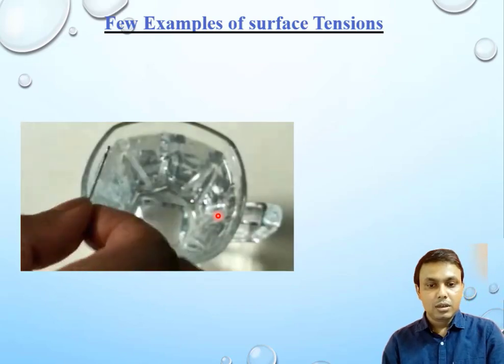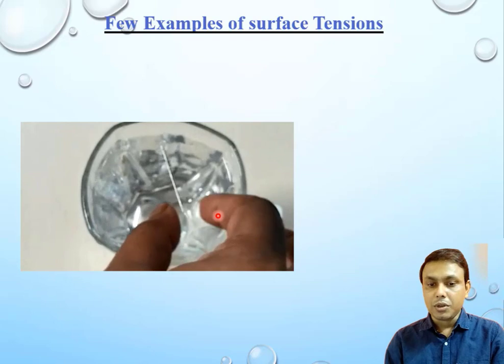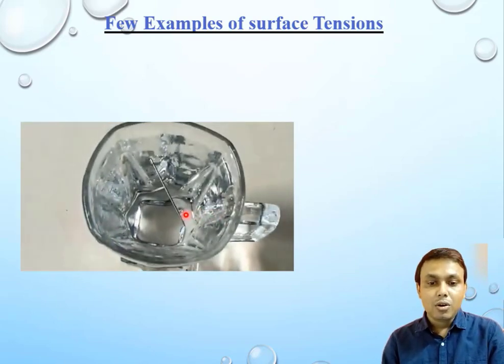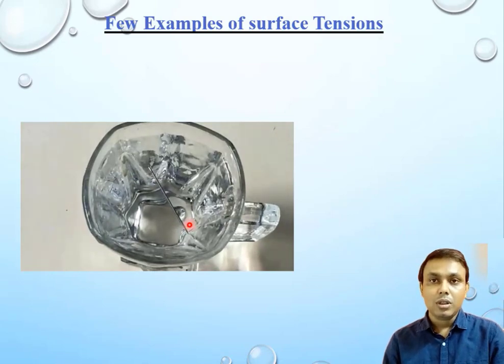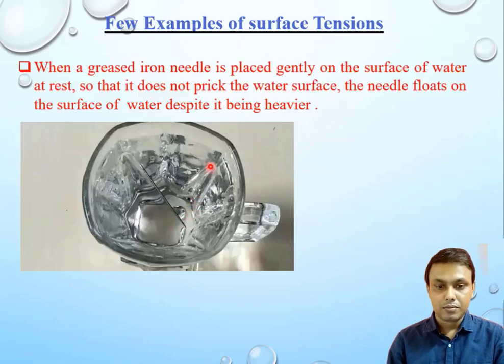You see this needle. I am keeping this needle on the water surface, and interestingly, it is floating on the surface of water. Now you know that normally the material of the needle is heavier than water. In spite of that, it is floating on the water surface. Why? This is also due to surface tension.